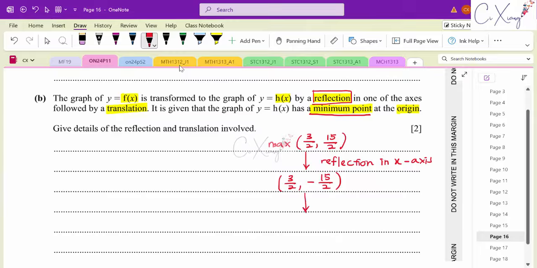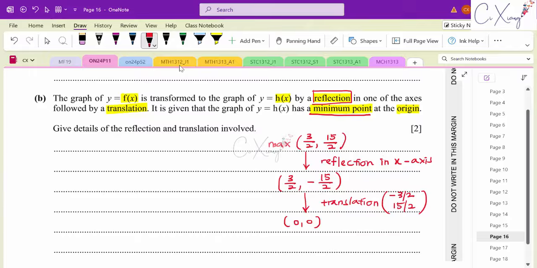Then how can I continue to get a minimum point at the origin? How can I change it to become the origin? So you know that you need to involve a translation. You are moving the whole curve. From 3/2 to 0, basically you have to move it negative 3/2, or 3/2 units to the left. Then from negative 15/2 to make it become 0, you have to move up 15/2.